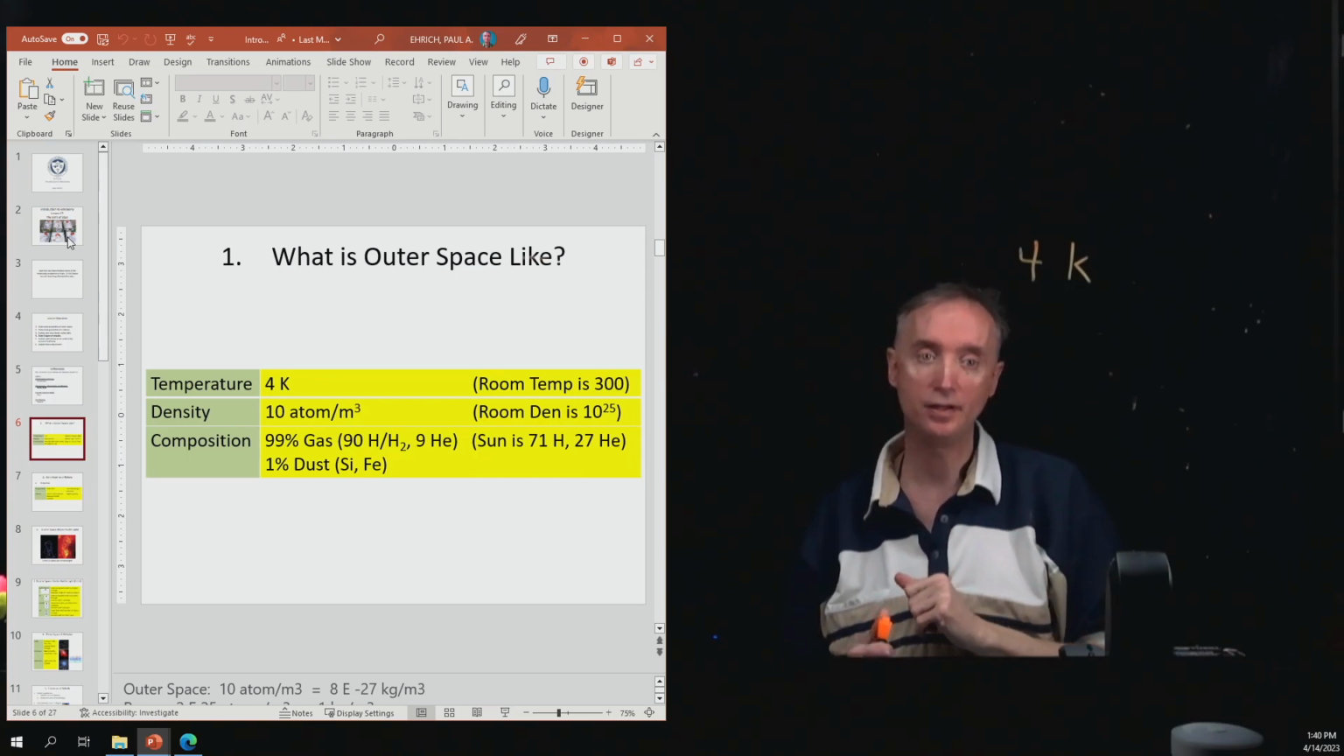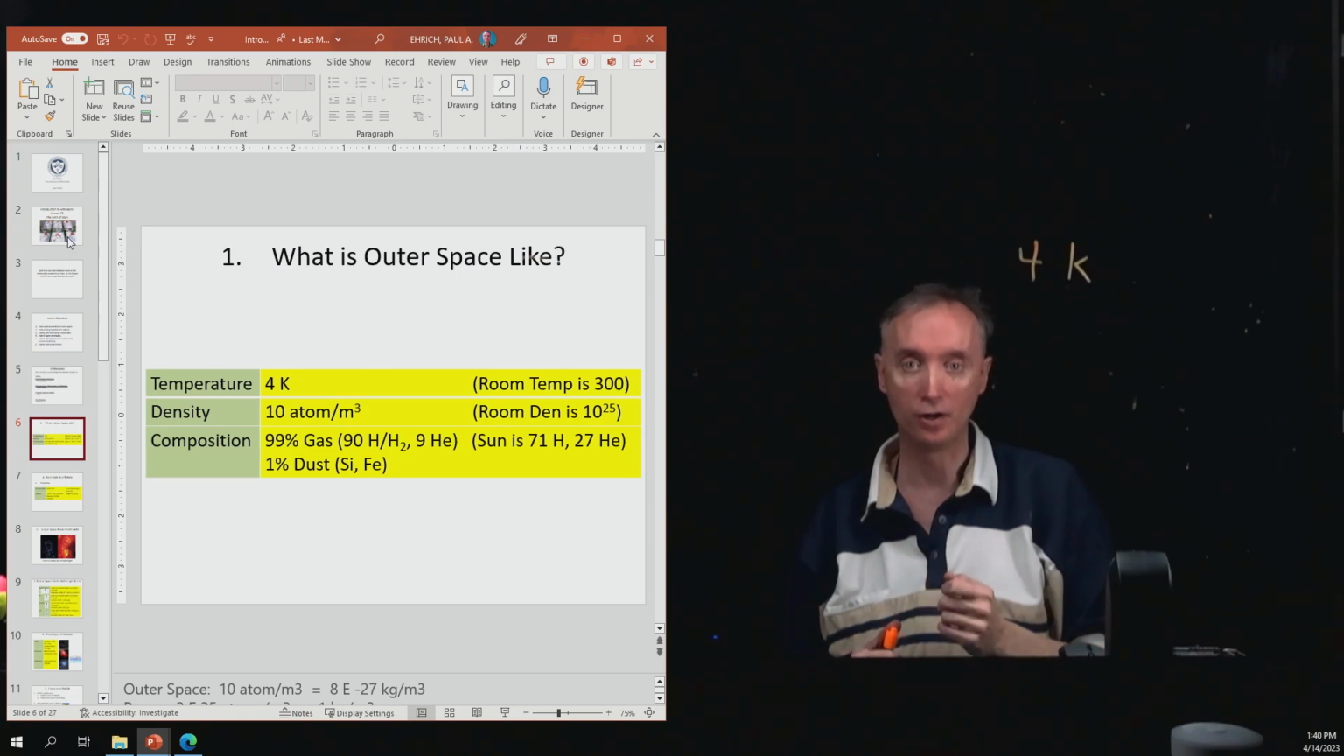Okay, the density of outer space is very, very low. Approximately 10 atoms for every cubic meter of outer space. You can see that the density of the air in a room is much, much greater than the density of outer space. And then you should know what outer space is composed of. Outer space is composed of 99% gas, and that gas is hydrogen and helium, and then about 1% dust. And that dust is composed mainly of silicon and iron.